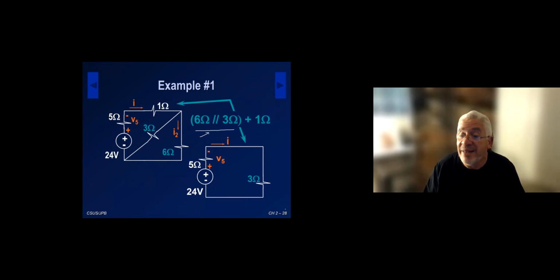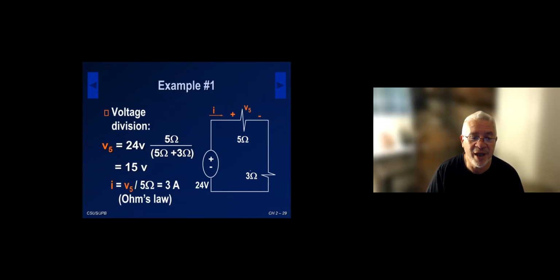Okay, so this is a tailor-made circuit for voltage division: a voltage source in series with two resistors. So I can use voltage division to get V5, which is what I do here. And once I get V5, I can use Ohm's law to get the current I, V5 divided by 5. And the current I becomes 3 amps. So this is kind of a standard procedure as we use these methods.